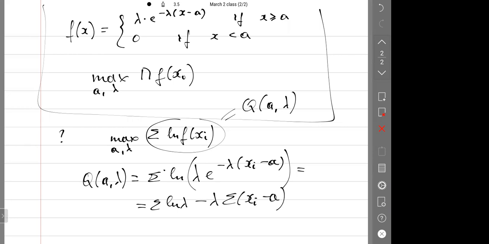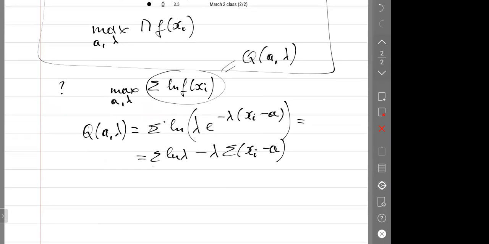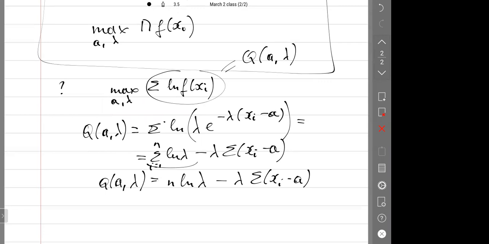Yes, you are right that this does not depend on the index. So just n logarithm lambda minus lambda x_i minus a. This is my function. Okay, and what should I do next? We got rid of the exponent as Stepan advised. Take the derivative with respect to what?